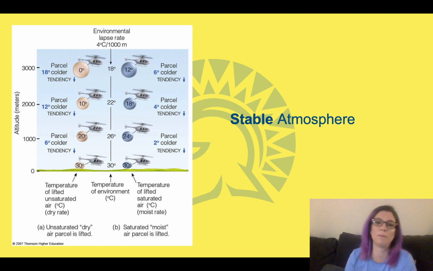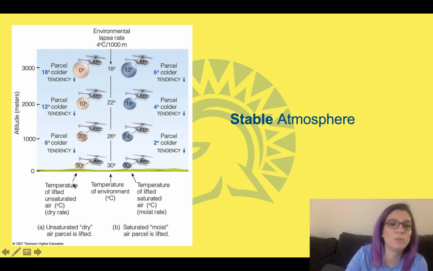So in an unstable atmosphere, we have this right here on the left-hand side. We're going to have the unsaturated dry adiabatic rate, and then on the right-hand side, we're going to have the saturated adiabatic rate. And then right here in the middle, this is going to be the temperature of the environment. This is going to be the environmental lapse rate.